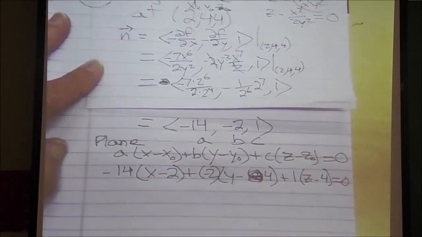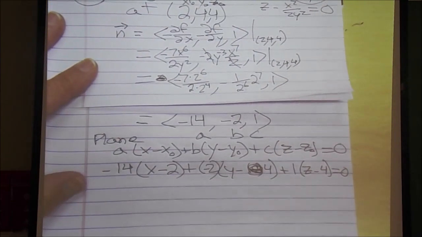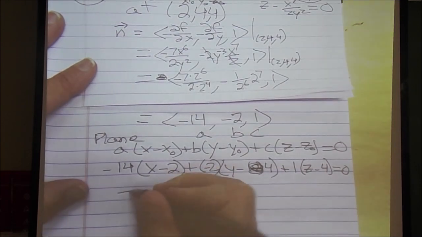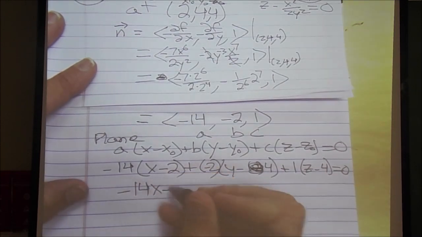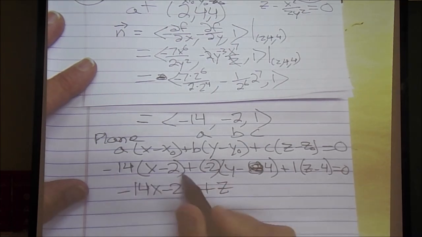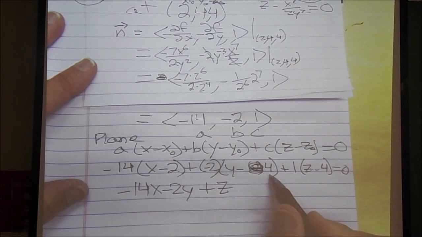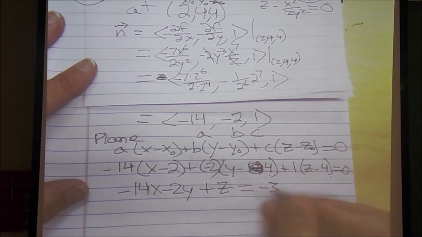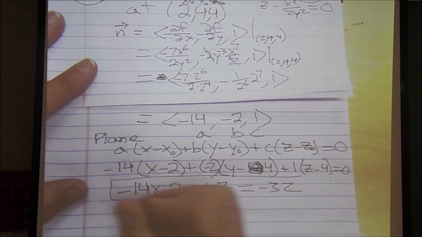You want to simplify this, not leave it like this. Put it into standard form, ax plus by plus cz plus d equals 0, or ax plus by plus cz equals d, depending on the book you take. This is apparently minus 14x minus 2y plus z, and then I've got 28 plus 8 is 36, minus 4 is 32, and I'll carry that over to the other side as minus 32, and there's a good equation for the plane.